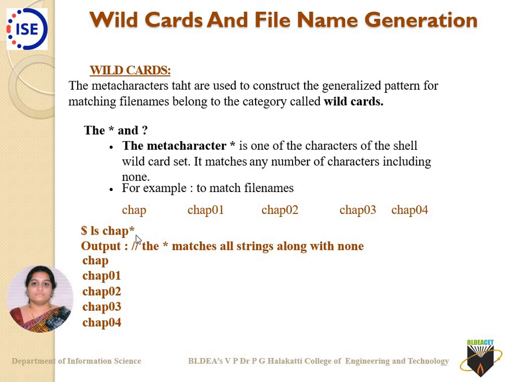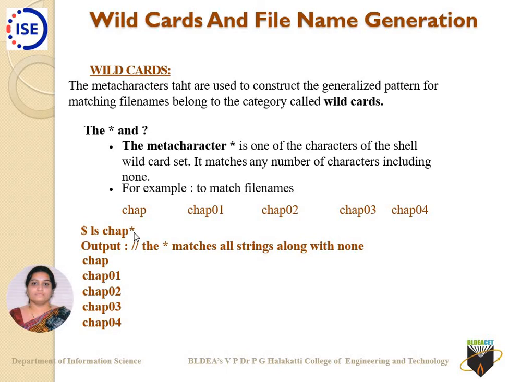For an example, I have taken chap01, chap02, chap03, chap04. If these are my file names, how can I list only these particular files in my listing? For listing files, which command do we use? We use a command called ls. What are my first four characters here? These are common: chap. After this I use an asterisk.